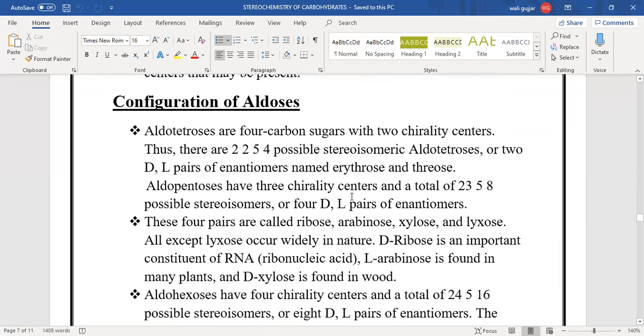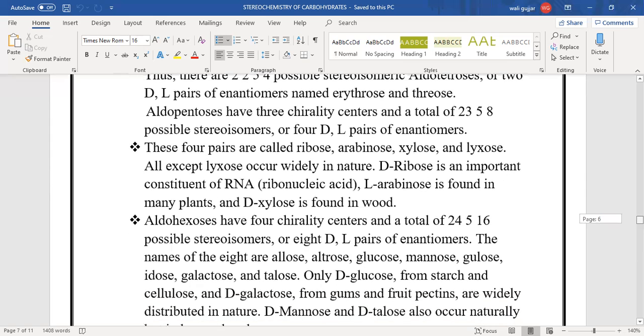Aldopentoses have three chirality centers and a total of 2^3 = 8 possible stereoisomers, or four DL pairs of enantiomers. These four pairs are called ribose, arabinose, xylose, and lyxose. All except lyxose occur widely in nature. D-ribose is an important constituent of RNA, ribonucleic acid. L-arabinose is found in many plants, and D-xylose is found in wood.